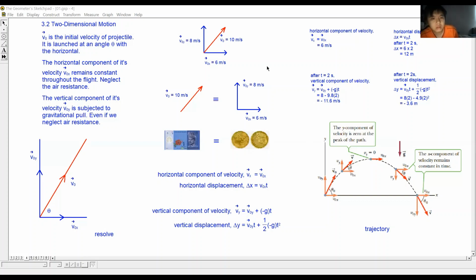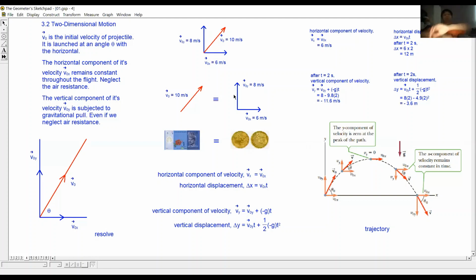Now, I mean, it sounds confusing, isn't it? How come 10 meter per second, then this is 8 and 6? Now, actually, you only need to look at one of it. Let's say if you are looking at the 10 meter per second, then you don't have this. When you break this velocity into two components, then you have something like this. Then you don't have this anymore, right?